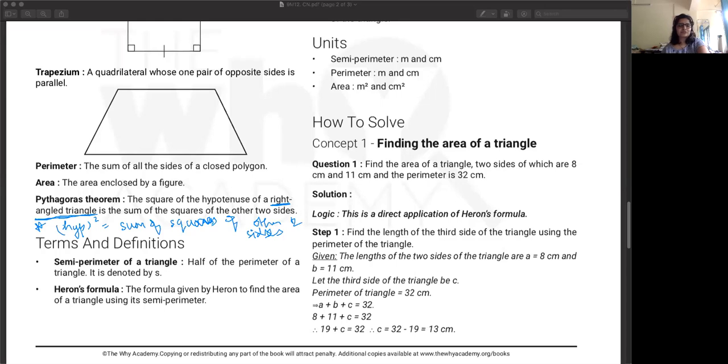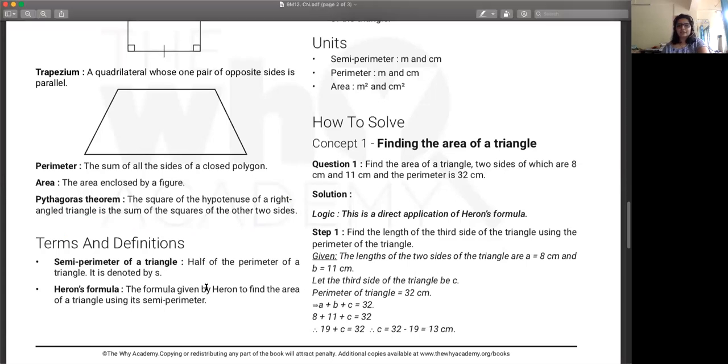Awesome. Now, coming back to Heron's formula. Heron's formula is a special formula for the area of a triangle only. Heron was a Greek guy who lived in ancient Greece. He deduced this formula to find the area of a triangle when you don't know the height of it. If you know only the sides of the triangle, Heron was able to give the formula to find the area using its semi-perimeter.